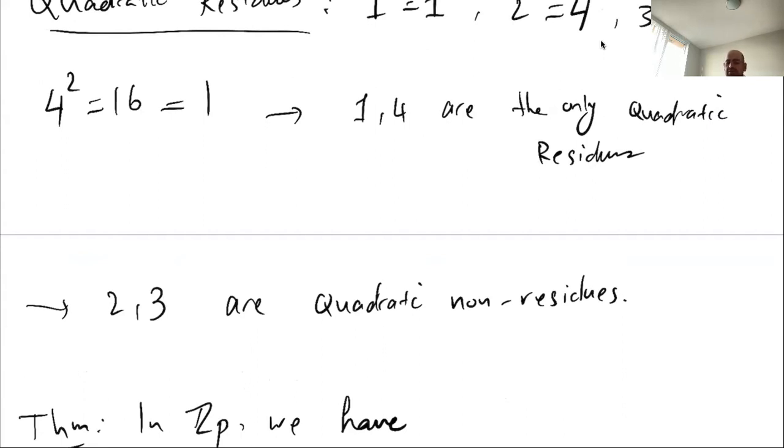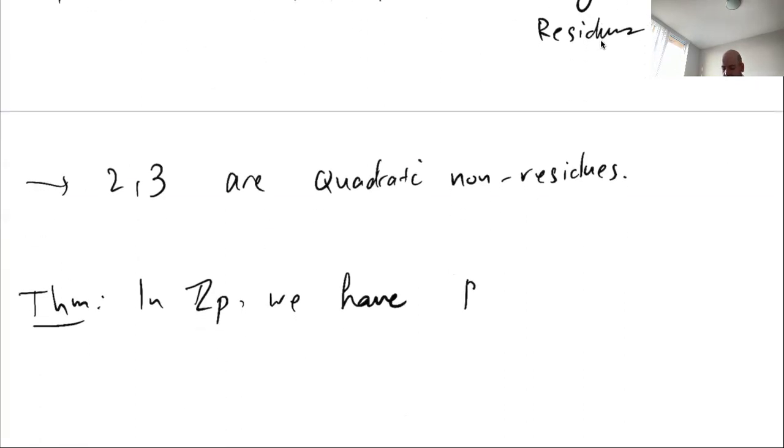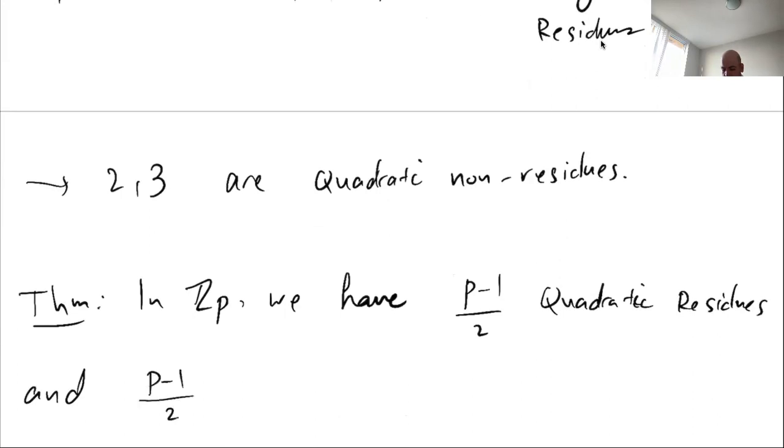So in Zp first, we said we have to exclude 0. So other than 0, we would have p minus 1 numbers. Now half of these will be quadratic residues and half of these will be quadratic non-residues. So in Zp, we have (p minus 1)/2 quadratic residues and (p minus 1)/2 quadratic non-residues.